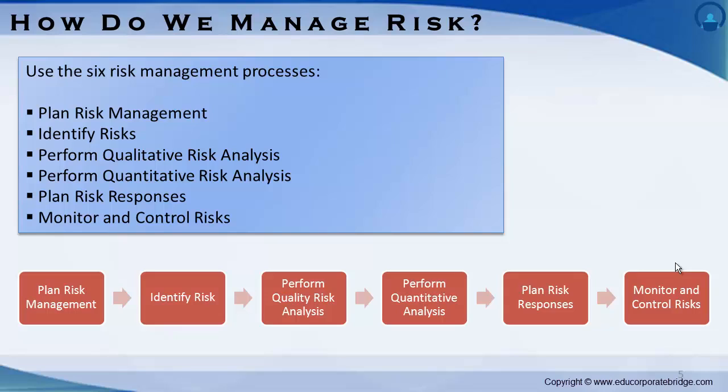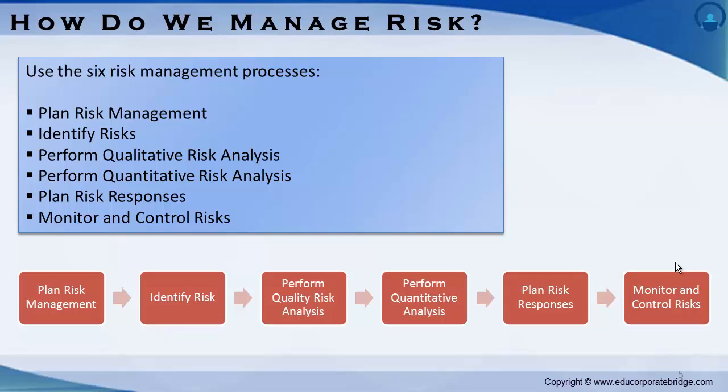Fifth, plan risk responses. It is the process of developing options and actions to enhance opportunities and to reduce threats to project objectives. Sixth, control risks. It is the process of implementing risk response plans, tracking identified risks, monitoring residual risks, identifying new risks, and evaluating risk process effectiveness throughout the project.